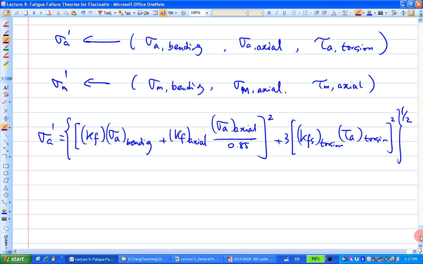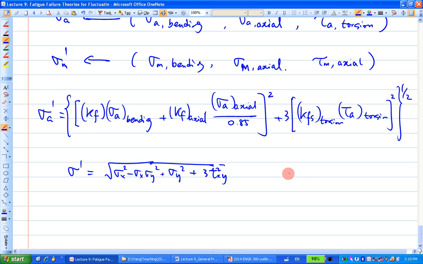So remember, what was the von Mises stress? Von Mises stress is sigma prime equal to what? Sigma x squared minus sigma x sigma y plus sigma y squared plus 3 tau xy squared, right? That's the von Mises stress formula. Recall that, right? That's von Mises. So right now, what you have here is the way to calculate this.